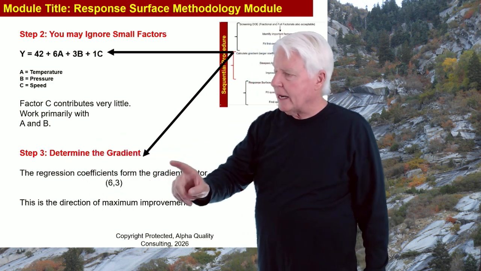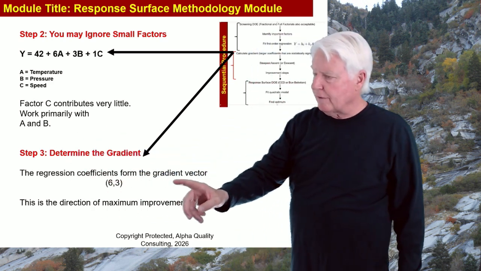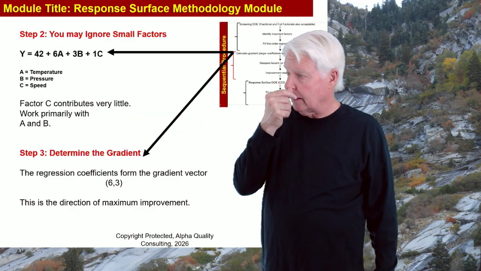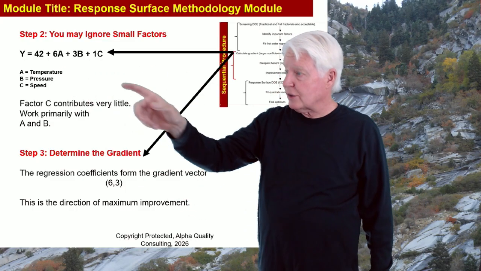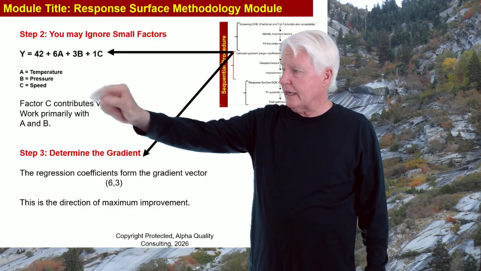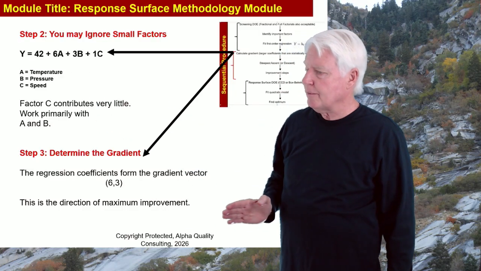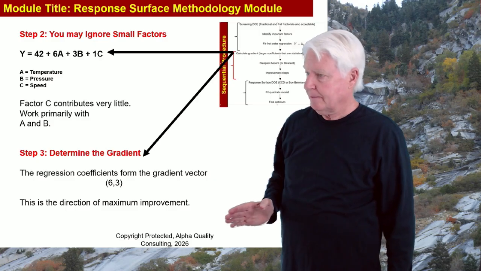Step 3, determine the gradient. The regression coefficients form the gradient vector. So we have a 6 and a 3. A 6 is the rise for temperature, and 3 is the rise for pressure, or the slopes. This is the direction of maximum improvement.